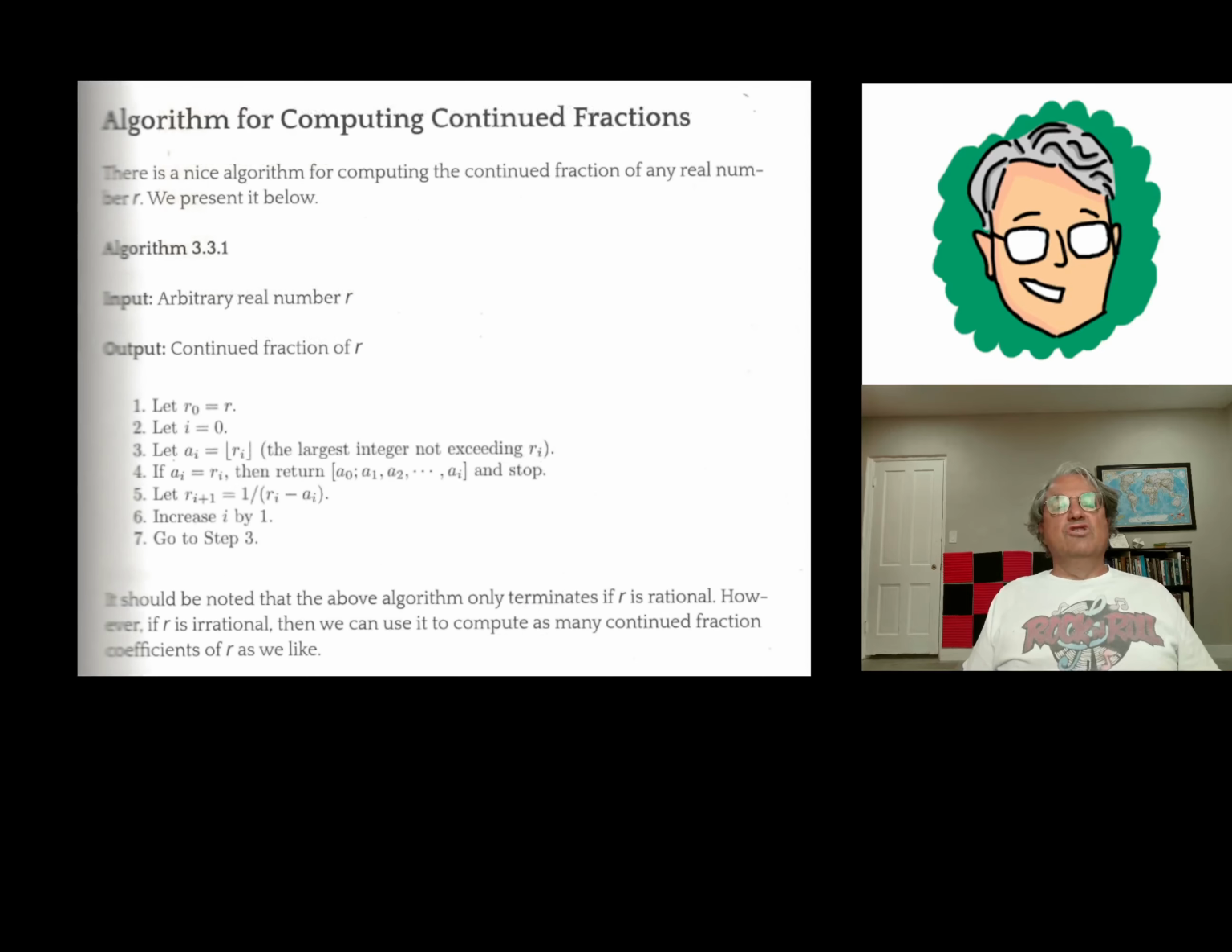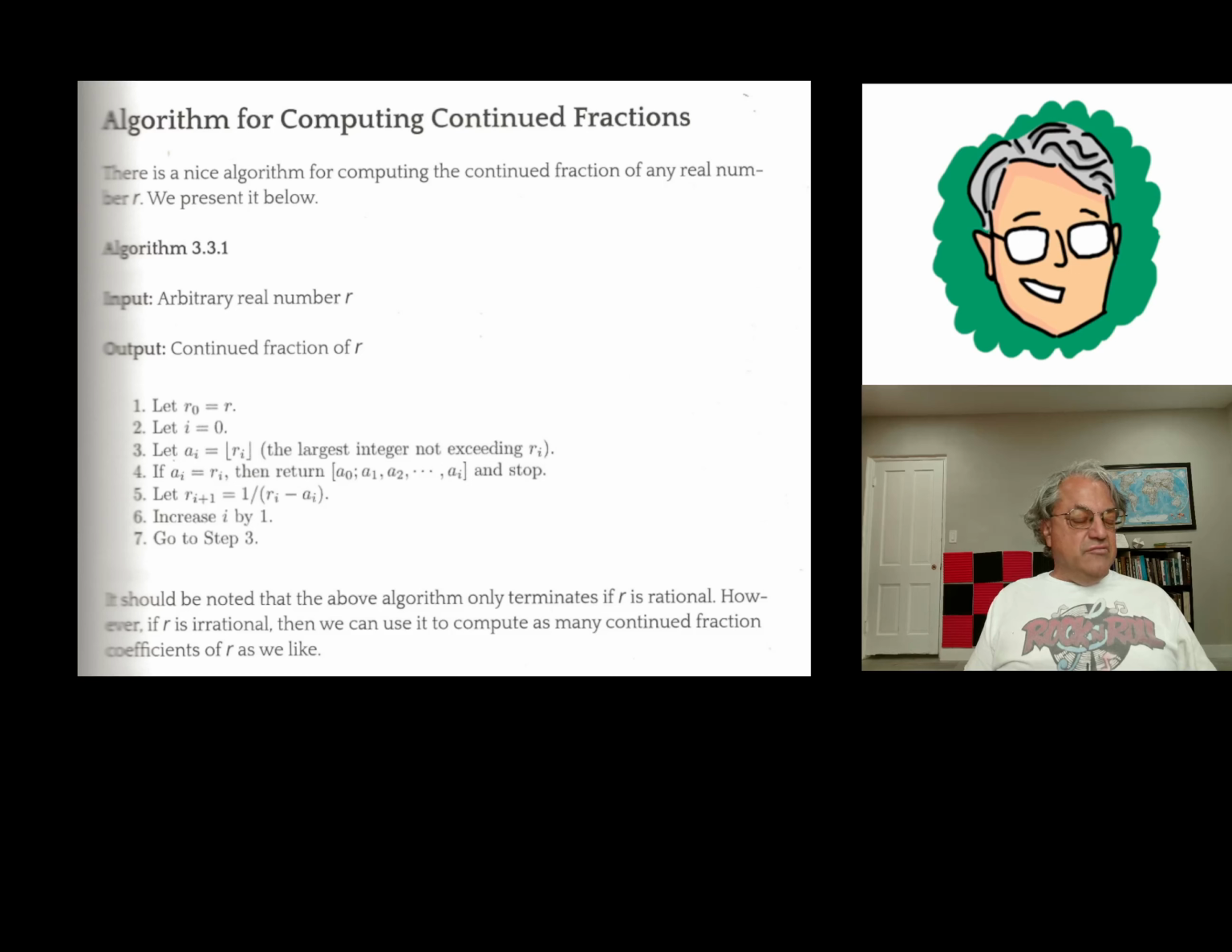And then once we have A sub I, the next step is we check whether or not R sub I was an integer. And if R sub I was an integer, then we're done. There's nothing more to do. So the algorithm just tells us to stop at that point. Output the continued fraction, all the continued fraction coefficients we've already calculated, and stop.